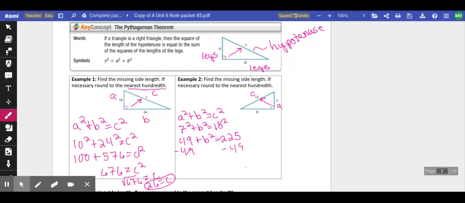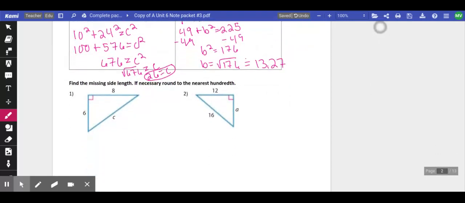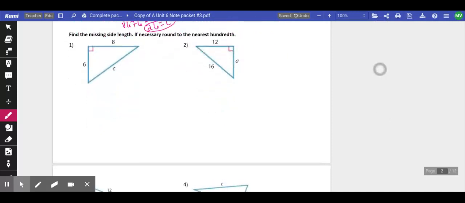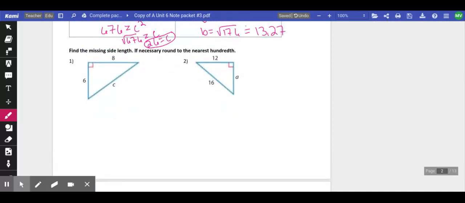I get 176. And then the opposite of squaring is take square root. So B equals the square root of 176. Our direction said nearest hundredth. So I do the square root on my calculator. And I get 13.27 when rounded to the nearest hundredth. So I want you to pause, and I want you to try 1 and 2 and come back and check.